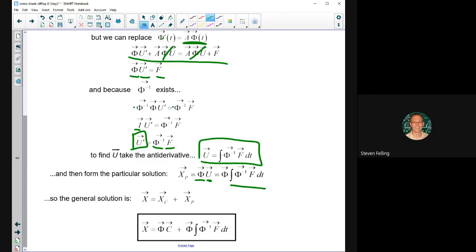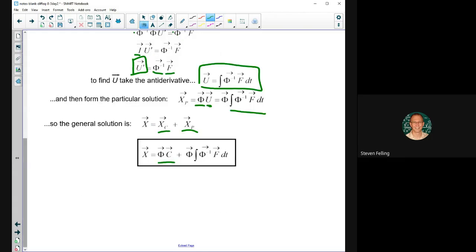And then when you add that onto the complementary solution, it means that the general solution will be the complementary part, which is just the fundamental matrix times the vector c for the different C1, C2, and so on, plus this term to handle the non-homogeneous part, which is going to be the fundamental matrix, and then times the integral of the inverse of the fundamental matrix times the non-homogeneous part matrix, and then all of that integrated with respect to the independent variable t.